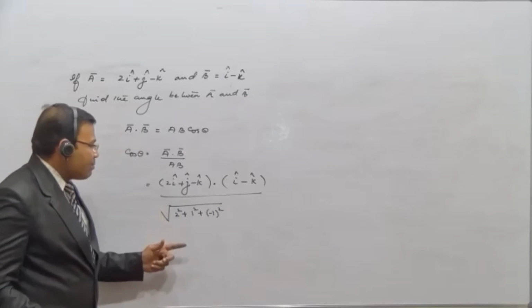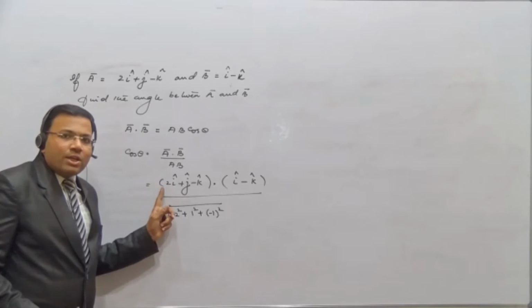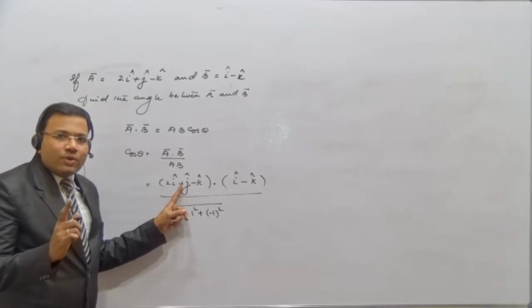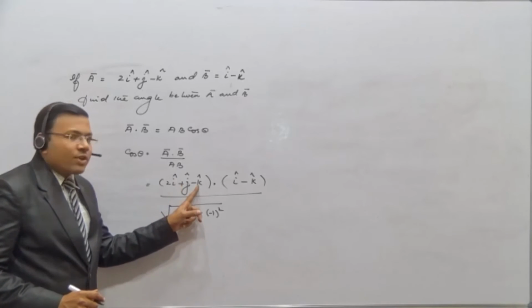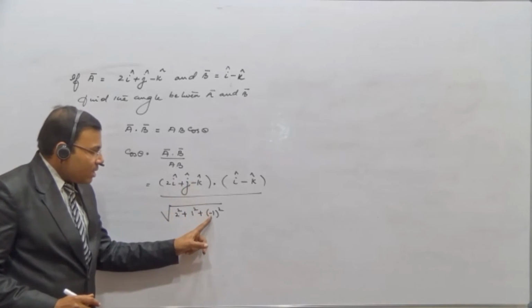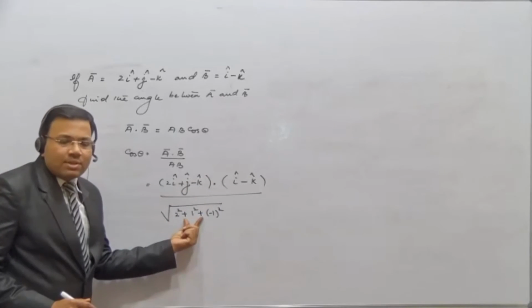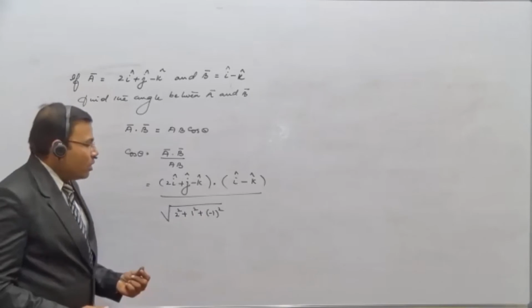Try to understand once more. The coefficient of I here is 2, so we write 2 square. The coefficient of j here is 1, so we write 1 square. The coefficient of k is -1, that's why I'm writing -1 whole square. And in between, always take plus. That is the formula or rule that we have to follow.